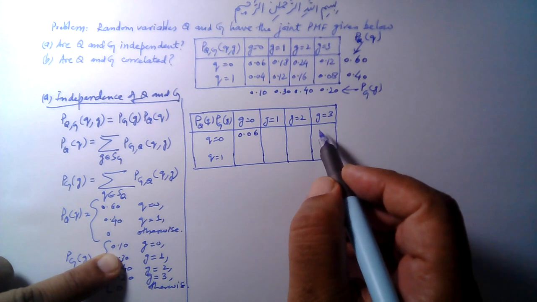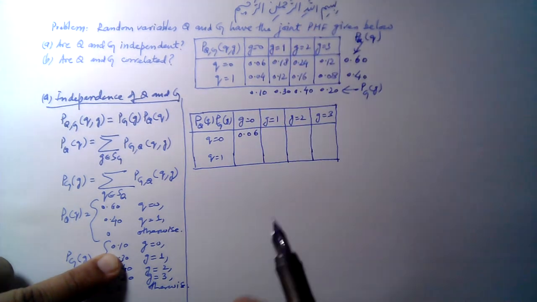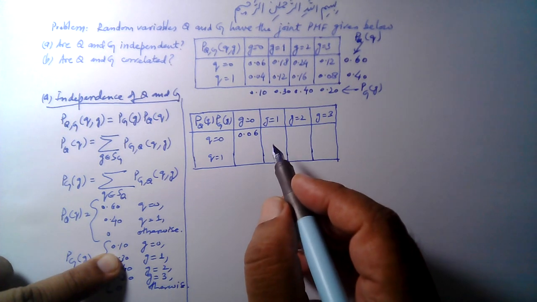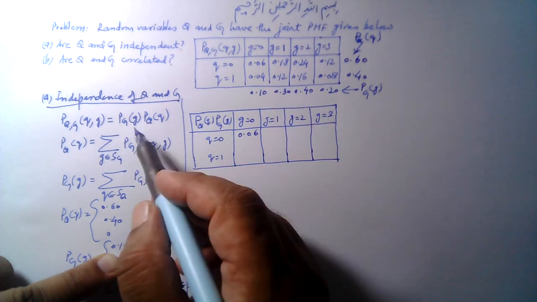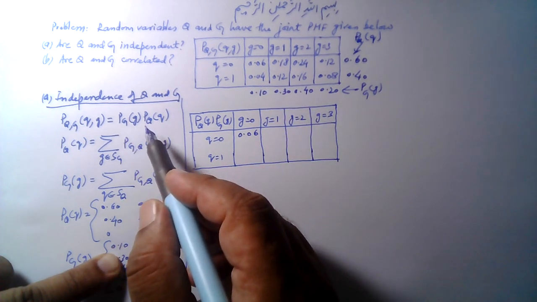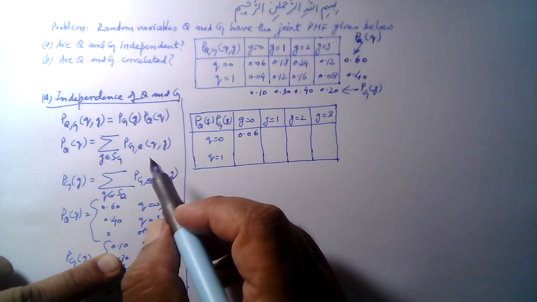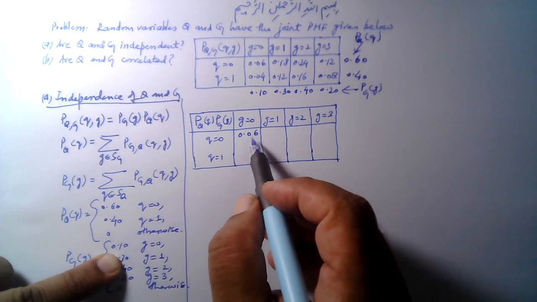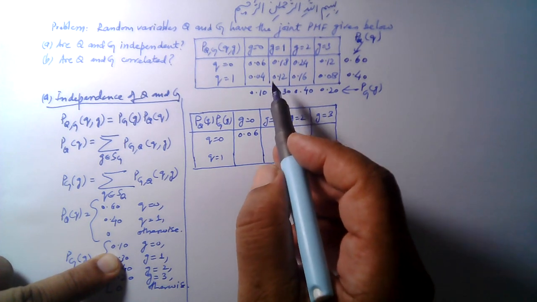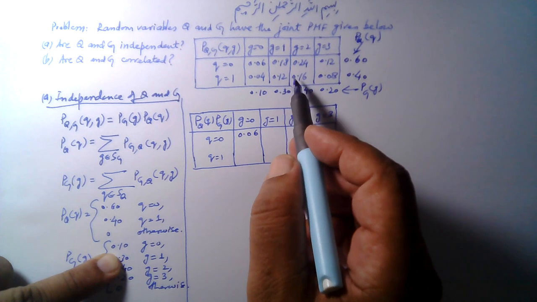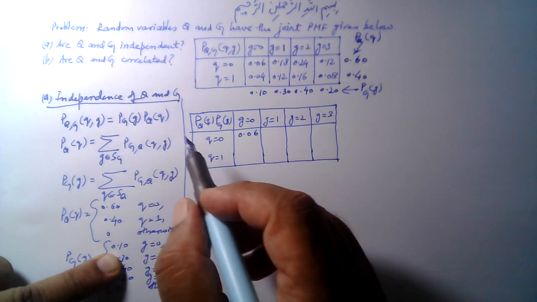So in this way, we are going to evaluate all the entries, all 8 entries in this table, and then compare them with the ones here. Even if a single value is different from the ones we have here, this equality will not hold. And we can say then that the random variables Q and G are not independent. However, if all the values in this table come out to be the same as what we have here, then we can say that this equality holds and the random variables Q and G are independent. So let's find out.